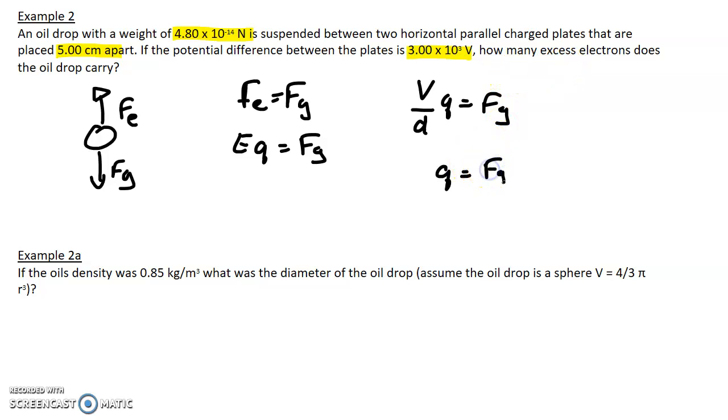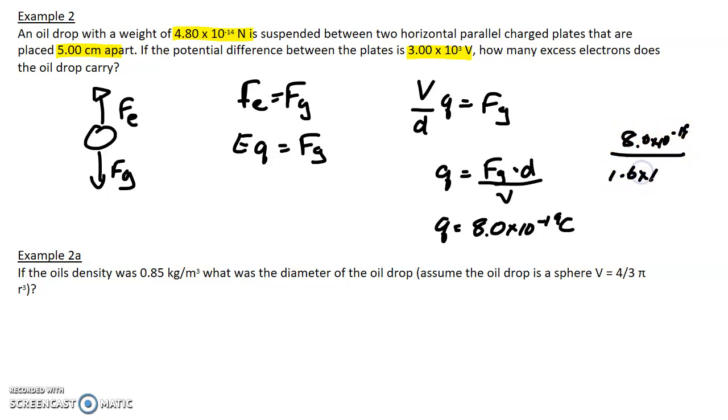We're going to take that force of gravity multiplied by the distance and divide by the voltage between the plates. Now that we've got these 3 numbers, you're going to plug those in, and in this case here, you wind up with 8 times 10 to the negative 12 coulombs. 8.0 times 10 to the negative 19 divided by 1.6 times 10 to the negative 19 gets you a total of 5 electrons. Now again, we're told excess electrons, which means we're assuming the positive plate is up here and the negative plate is down here.